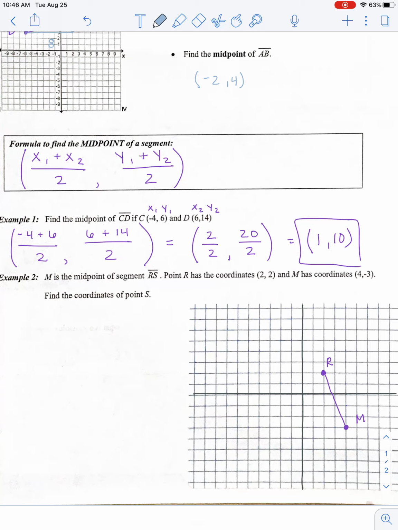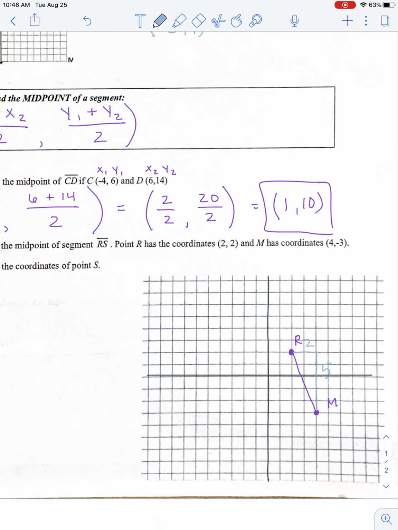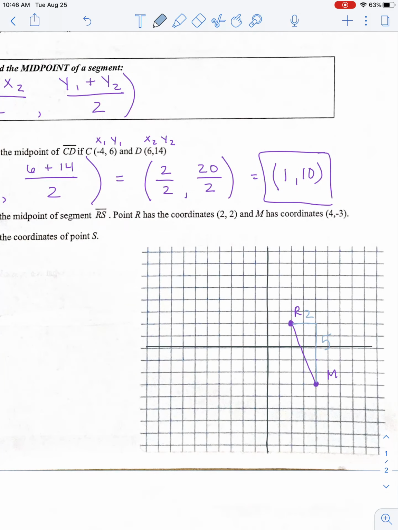So I'm going to look at it graphically again. Let's see, how do I go from R to M? So I go over 2 and down 1, 2, 3, 4, 5. So we're over 2, down 5. So if that's half of it, I can do the exact same thing over here to find the other point, S. So I can go over 2, down 5. 1, 2, 3, 4, 5. This point right here should be S.